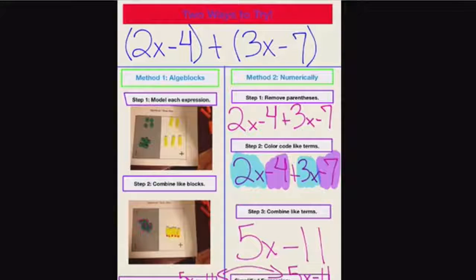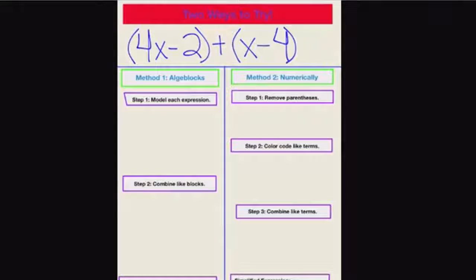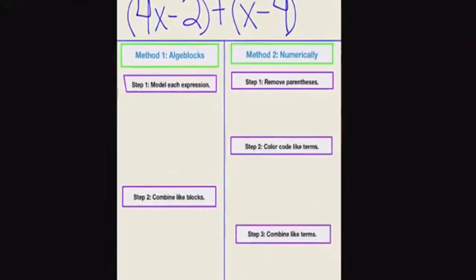Alright. Got one more to try like this. 4x minus 2 plus x minus 4. Okay, so again, let's go ahead and start by modeling our expressions with our algeblocks. So I'm going to start with 4x minus 2. So I'm going to model my positive 4x over here. Okay, minus 2. So here's my 4x minus 2. And then I'm going to model on the bottom here x minus 4. So again, I've got x minus 4 showing in the bottom.